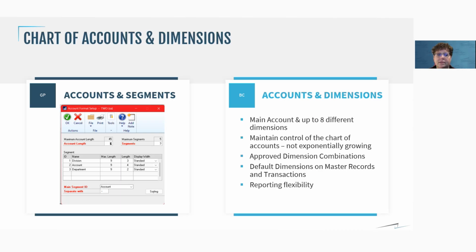So what that means is that by, say, pre-assigning a customer vertical to a customer card, whenever a transaction to that customer is created, those dimensions are going to default in. Users don't have to select them, and that takes some of the risk away of misentering data.